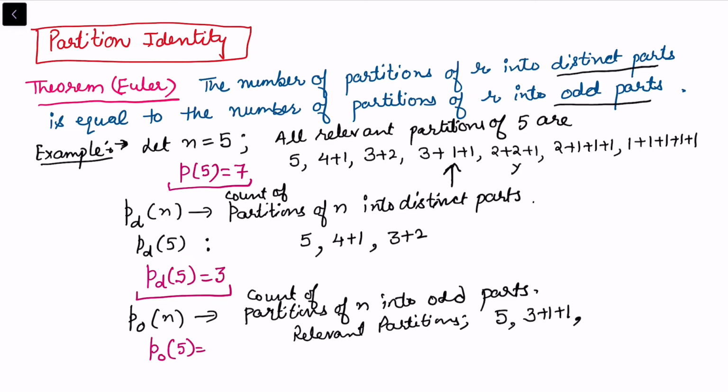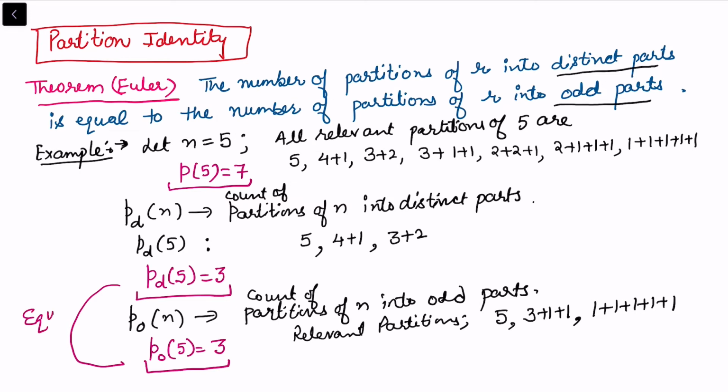Then this one is also not allowed, this one is also not allowed, this is allowed. So 1 plus 1 plus 1 plus 1 plus 1. This is also another partition of 5 in which all parts are odd. So we again see how many are they. These are 3, so this is 3. Now we notice that these two are equal.